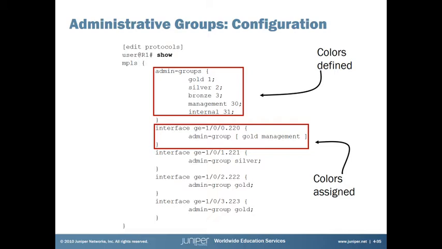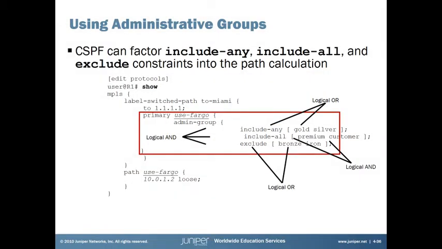Why are we doing this? Well, we're going to be able to feed this information into our CSPF algorithm when we're building paths. So CSPF can factor the include any, include all, and exclude constraints into a path calculation. So here's an example.